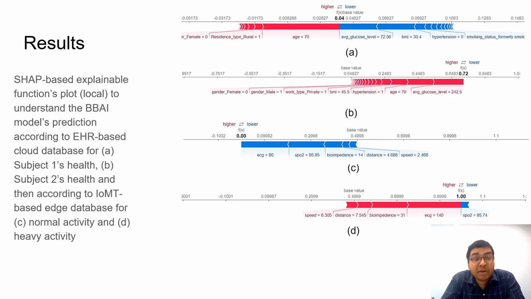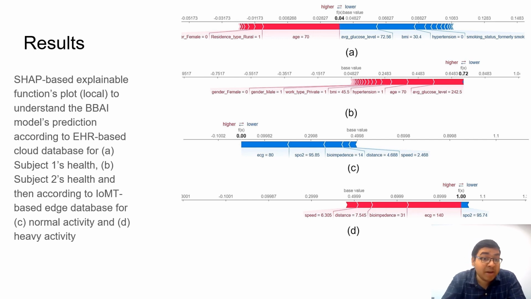SHAP-based explainable functions plot locally to understand the black box AI model's prediction according to electronic health records for the cloud database. Here in figure A you can see subject 1's health, and in B you can see subject 2's health. Subject 1's health is actually better, so that's why you are getting the prediction as 4%, and for subject 2 you are getting the prediction as 72% for cardiac arrest.